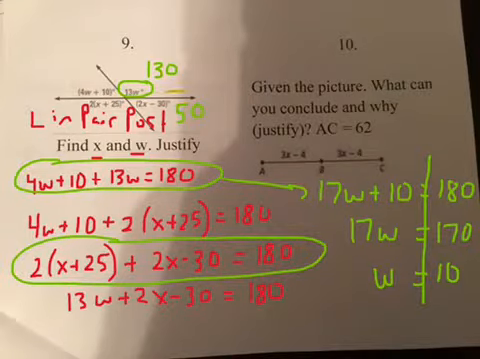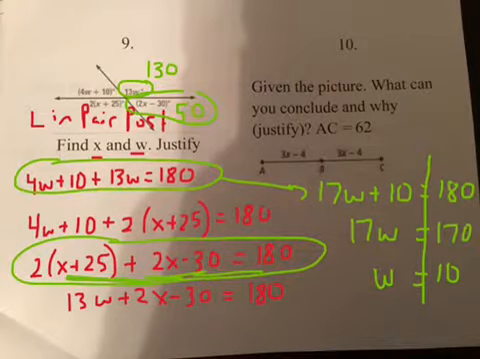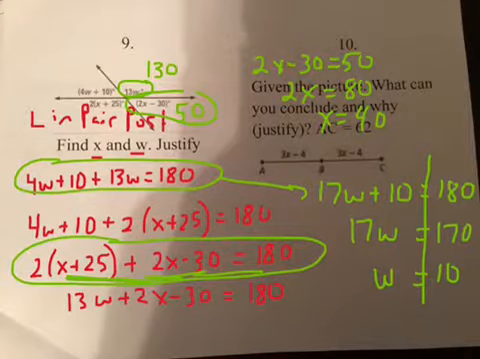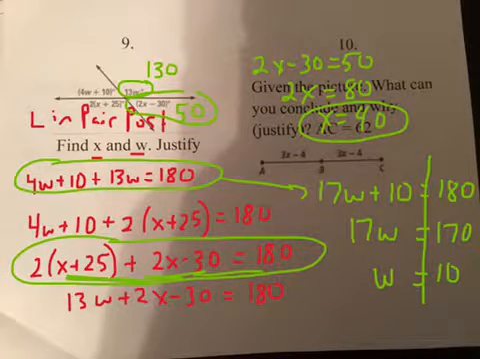So now I can solve this equation. 2x minus 30 equals 50. Or you can come back and solve this, but there's a lot more error room in here. So 2x minus 30 equals 50. That means 2x equals 80, x equals 40. Okay, we didn't use vertical angle theorem here to find x and w, but we could have.